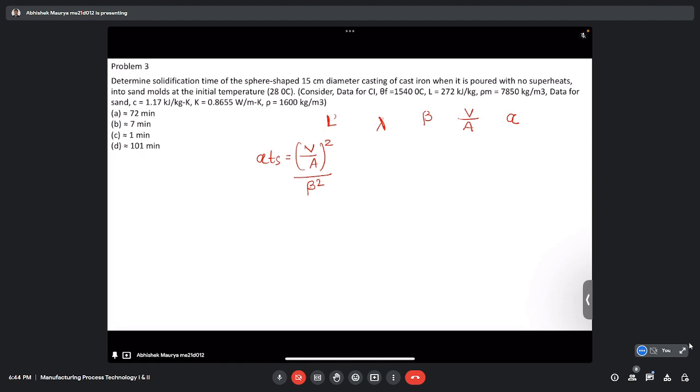So where will the change come? Earlier we had a thin slab, now we have a spherical casting. In which value do you think the difference will occur? Any of you? You can write in the chat or you can unmute yourself. Please let me know which parameter will change by changing the geometry.